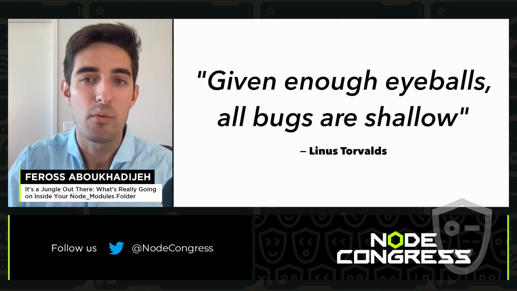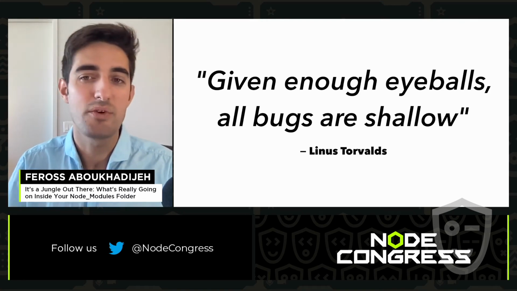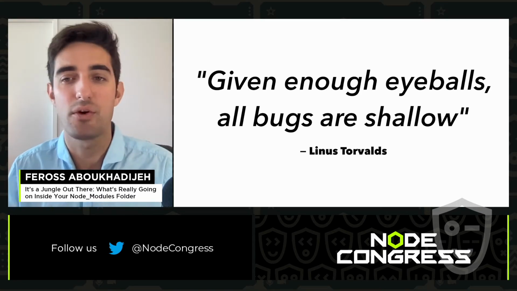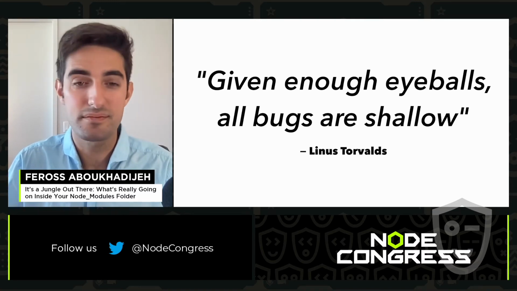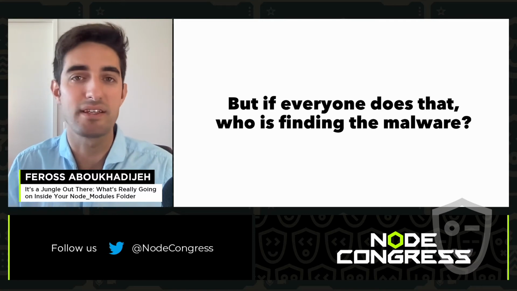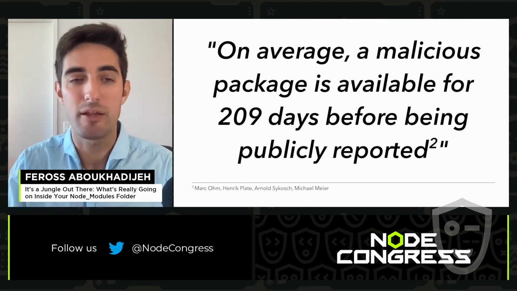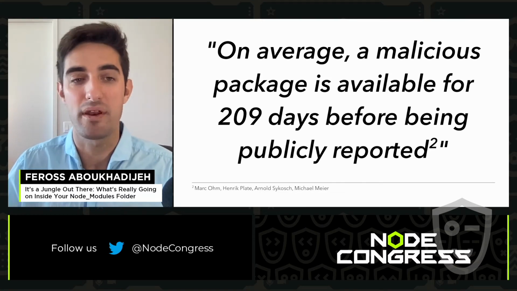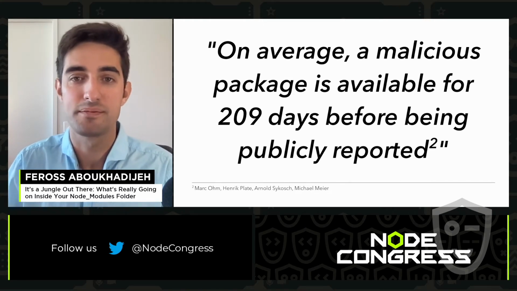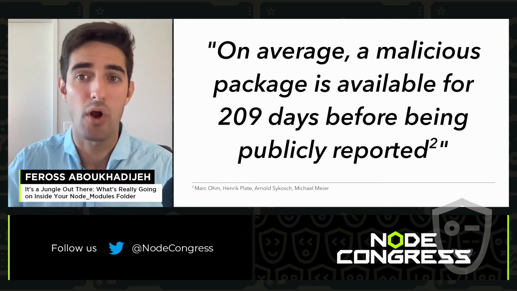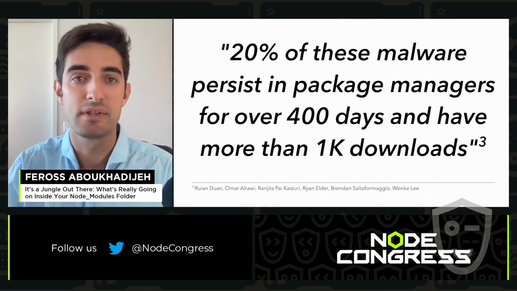But that's okay. We can rely on Linus's law that given enough eyeballs, all bugs are shallow. So if there is a security issue in a package or malware in a package, we can rely on others to find it, right? But if everyone does that, then who is finding the malware? And so maybe this is the reason why, on average, a malicious package is available for 209 days before it's publicly reported. This comes from a research paper by Ohm et al. So that's 209 days during which the wrong npm command can end extremely badly. And I find this number personally very shocking.